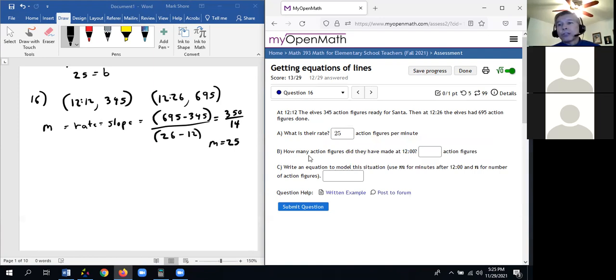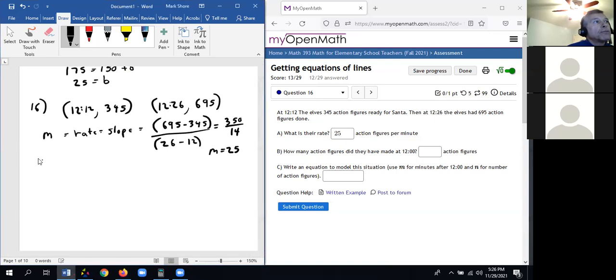Now, it's just like the last problem. It's backdating it to 12 o'clock. How many action figures did they have already made at 12 o'clock? You might think none, but you're just assuming that they started at lunchtime, and nobody said they did. So what we could do is use the common sense thing and say, hey, he's making 25 action figures every minute. So in this 12:12 period right here, at 12:12, you are 12 minutes after noon.